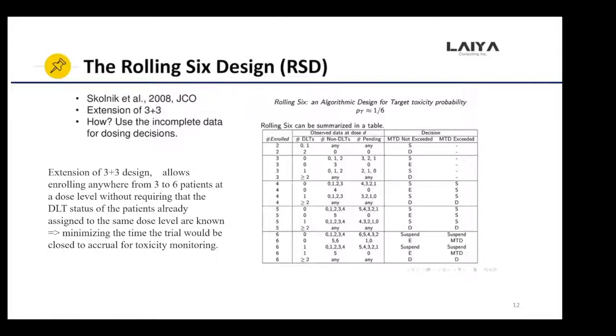The idea is just remember for the 3+3 design, after every 3 patients, we have to wait for the DLT observation period, usually 1 cycle. During this period of time, we cannot put more patients on the trial until we know how the DLT data look. This design allows enrolling patients while we're waiting for toxicity data for patients who have been treated. So it allows about 3 to 6 patients treated per cohort.